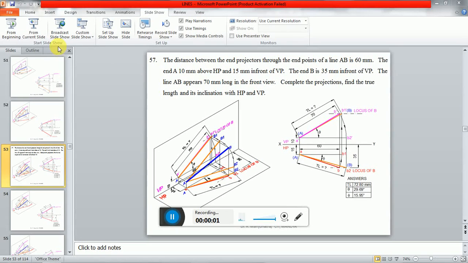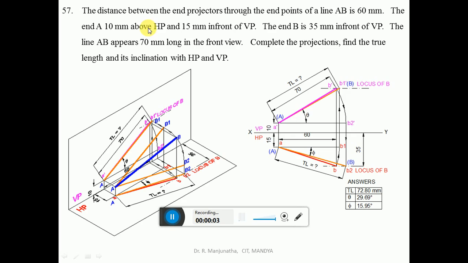The distance between the end projectors through the endpoints of a line AB is 60 mm, and the end A is 10 mm above HP and 15 mm in front of VP, and the end B is 35 mm in front of VP. The line AB appears 70 mm long in the front view. Complete the projections, find the true length and its inclination with HP and VP.